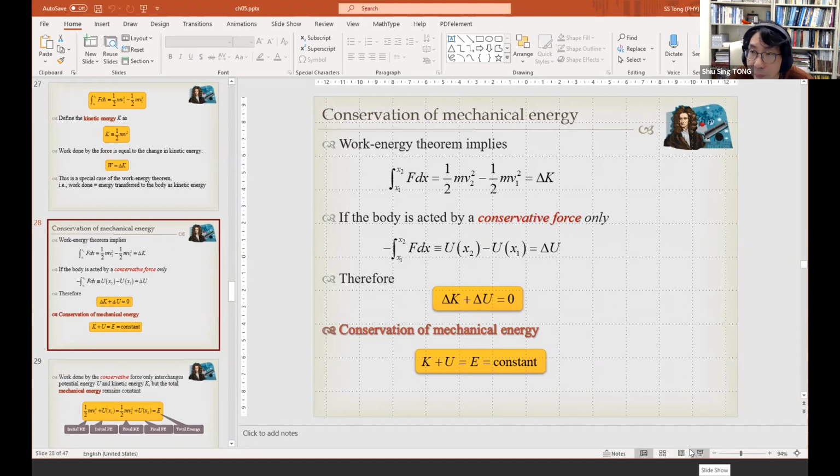I'll say again, the range of the midterm will be up to the chapter on momentum. Okay.